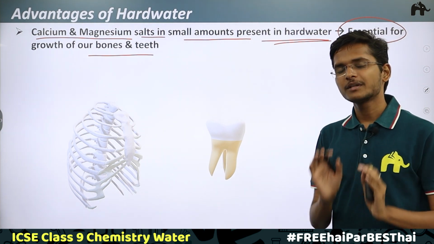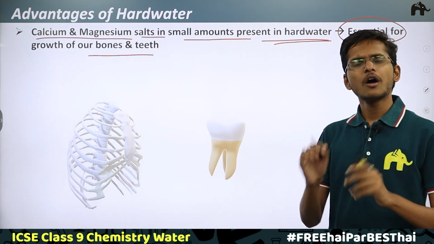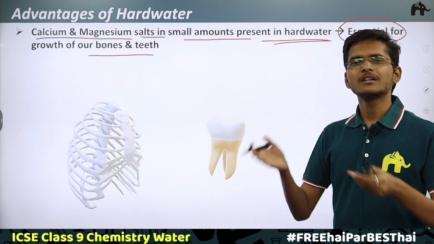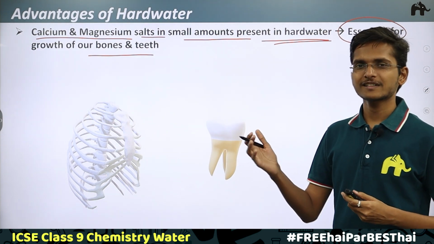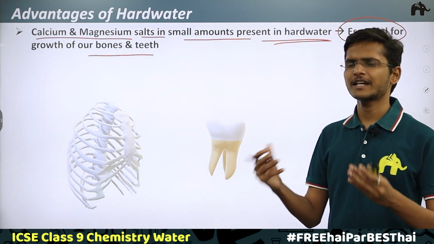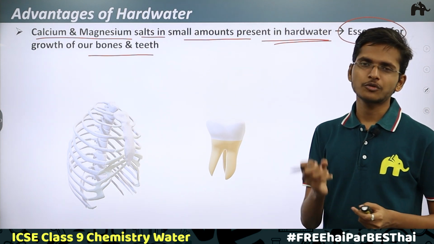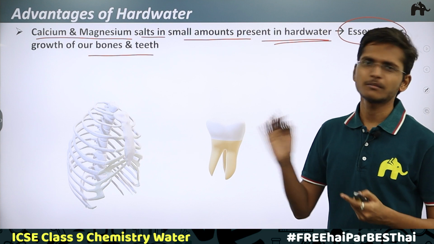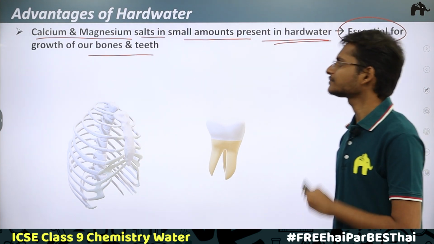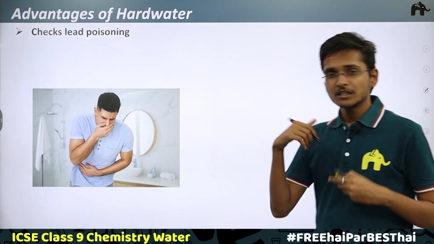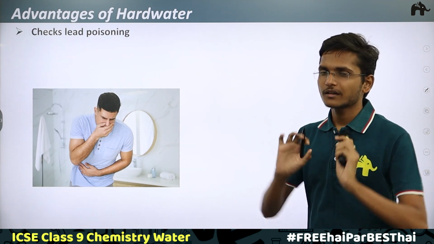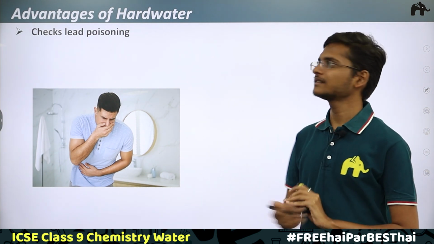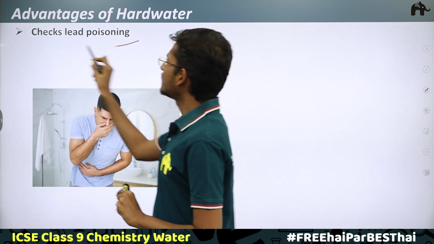You simply drink the pure water which is coming to you, or you can drink river water if you are going for treks. River water naturally has a very good amount of salts, almost within the permissible limit. Now moving ahead, another interesting advantage of hard water is that it checks lead poisoning.